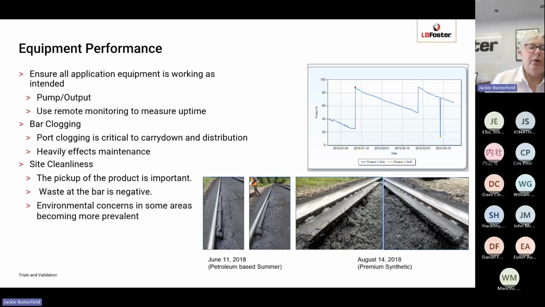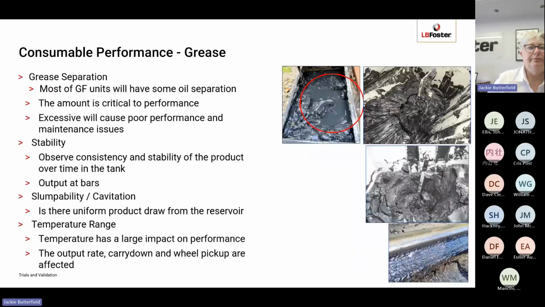Site cleanliness as well is also important. If the bar is not effectively distributing the grease and transferring that to the wheel flange, it's going to be wasted. It's going to end up in the track. And so this is obviously an environmental concern. So site cleanliness is another area that you may want to monitor.